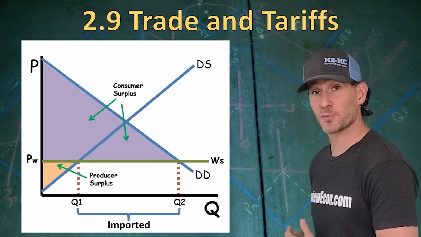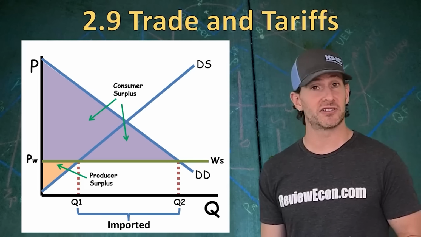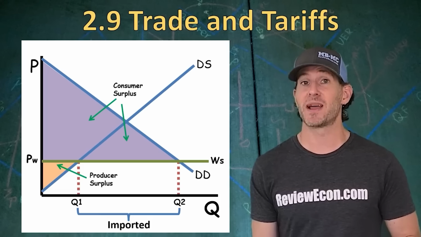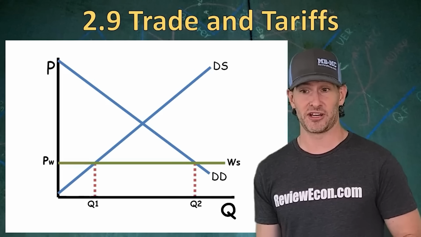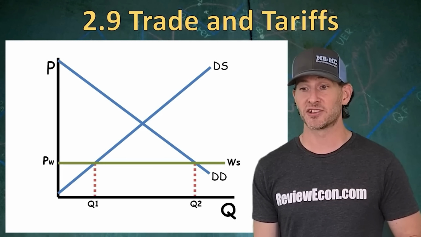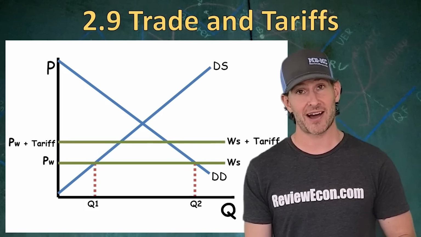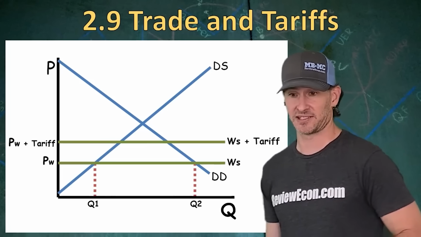Now this scenario is pretty good for consumers. But if you are a manufacturer of this product, you'll notice that the producer surplus is pretty small. So these producers may lobby Congress and the president to install some tariffs on this good. If we put tariffs on this good, that will cause the world price to shift upward. We now have the world price plus the tariff, which gives us the world supply plus the tariff.